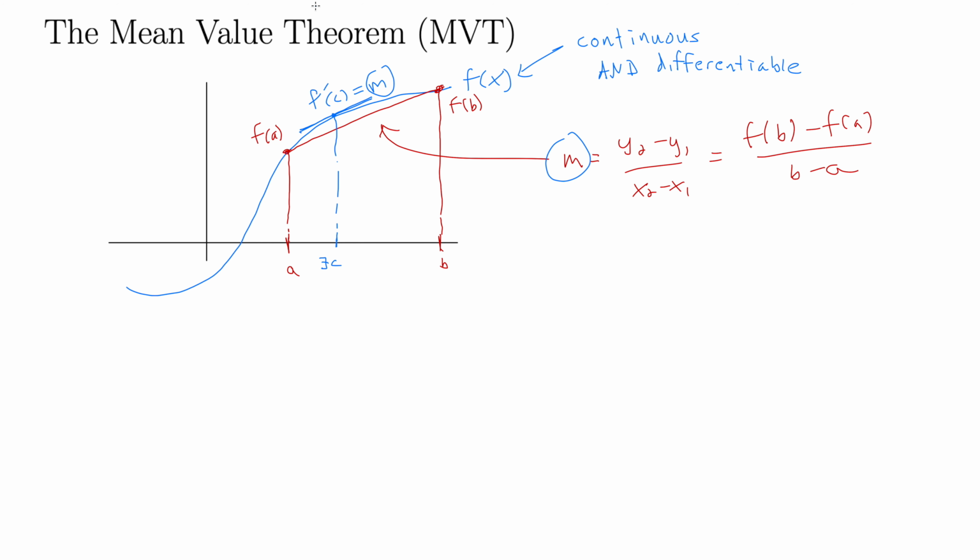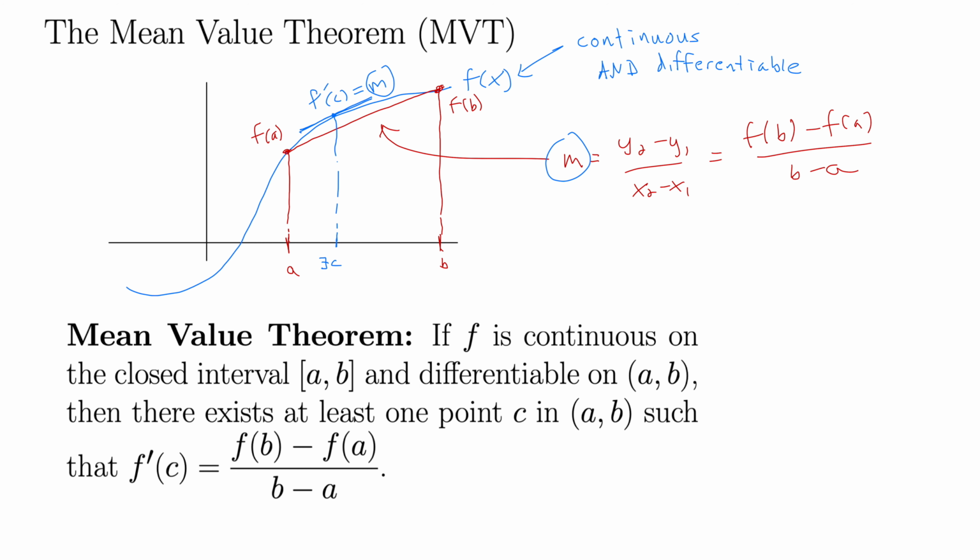Now let's check it out in words. If f is continuous on the closed interval a to b and differentiable on the open interval a to b, then there exists at least one point c in the open interval a to b such that f prime of c is equal to f of b minus f of a all over b minus a. That is, the slope of the tangent line at c is the same as the slope of the secant line between f of a and f of b.